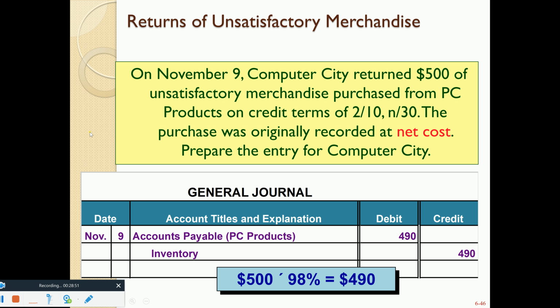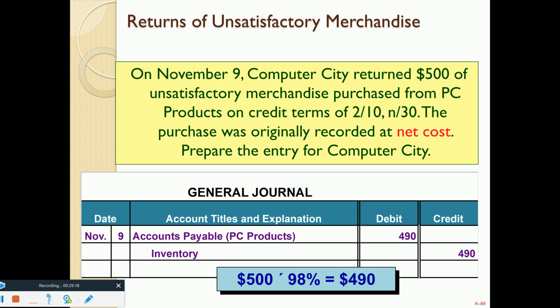Okay, we don't live in a perfect world. So sometimes we actually have to return merchandise to our vendor. So we bought the merchandise on November 3rd, and then on November 9th, 6 days later, we said, hey, out of the $10,000 of inventory that we bought from you, $500, maybe it was the wrong color, wrong size, maybe it was broken, whatever the case may be, we need to return it.